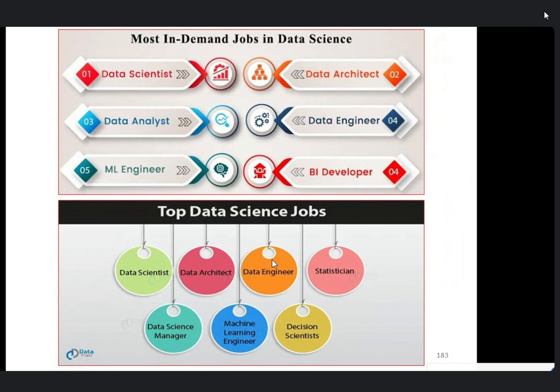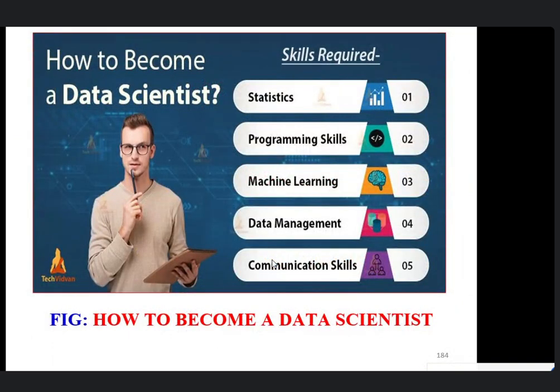So most insights in data science, we are using data. See, most jobs like data scientist, data analyst, data architect, are the highest paid jobs, along with data engineer, machine learning engineer, and business intelligence developer, etc. Top data science jobs like data scientist, data architect, data engineer, statistician, data science manager, machine learning engineer, decision scientist, etc.